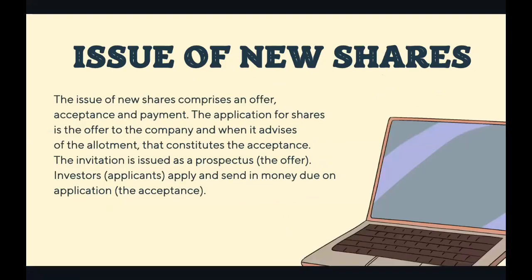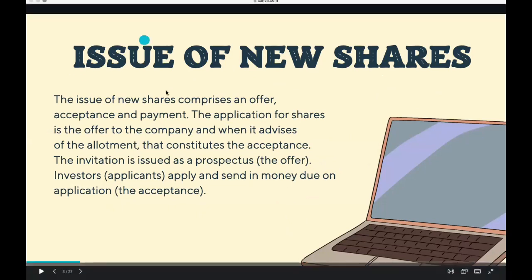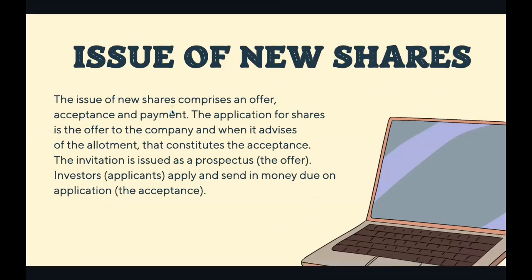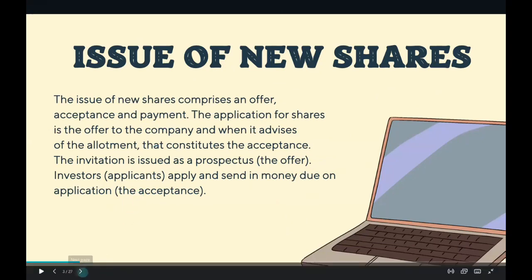So what is issue of new shares? The issue of new shares comprise an offer, acceptance, and payment. The application for shares is the offer to the company, and when it is advised of the allotment, that constitutes the acceptance. The invitation is issued as a prospectus or the offer. Investors or applicants apply and send in money due on application or the acceptance.